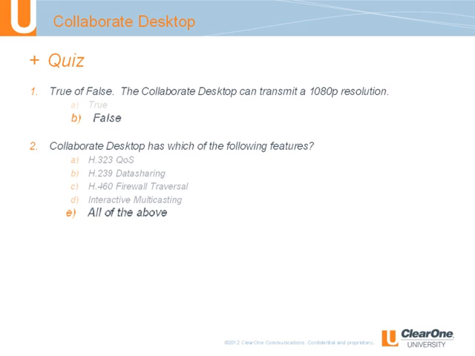The Collaborate Desktop, both executive and basic, have H.323 quality of service, H.239 data sharing, H.460 firewall traversal, and interactive multicasting capabilities. This makes the Collaborate Desktop a very versatile personal video conferencing system.